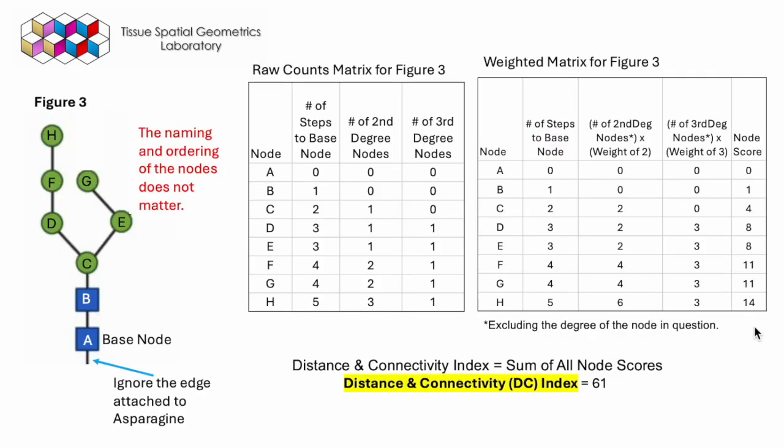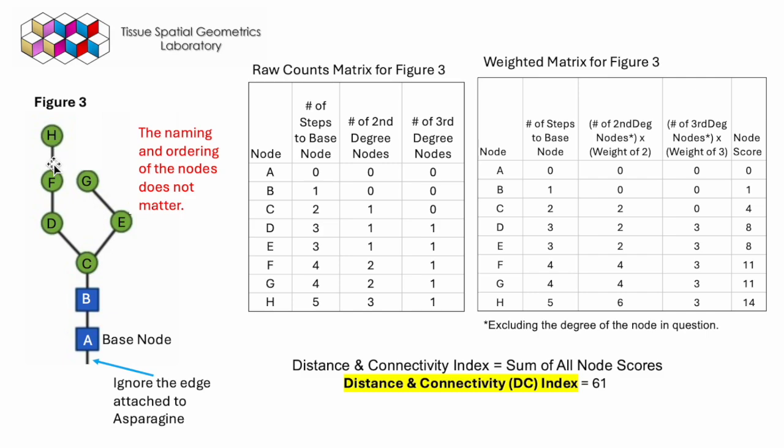So if you sum up this column of all node scores, what you get is one scalar value representing the tree in figure 3. And for this tree, the value is 61. And we refer to this as the distance and connectivity index, or the DC index. Thus, this method digitizes an analog glycan tree into a numerical matrix that can be compressed into one scalar value. But it digitizes it in a way that encompasses spatial information.